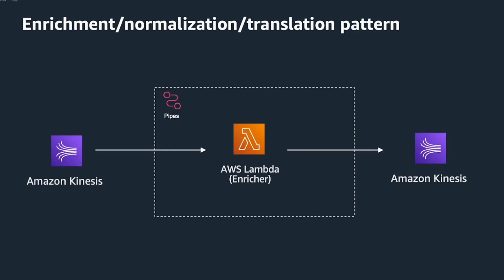You can solve the enrichment and translation and normalization pattern using EventBridge Pipes, and you can use a Lambda function for the enrichment mechanism. This will process every message in the stream and transform it to your needs and to your standards, and then forward it to another, for example, Kinesis data stream, for further processing into your downstream services.